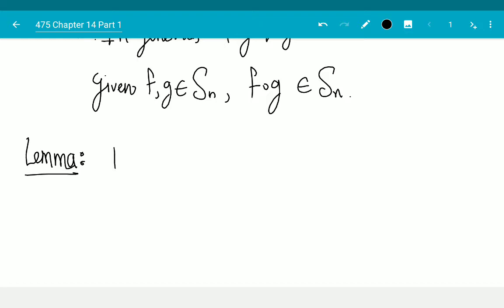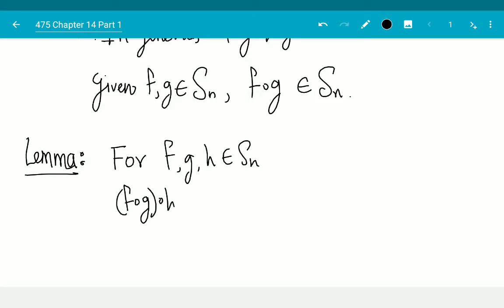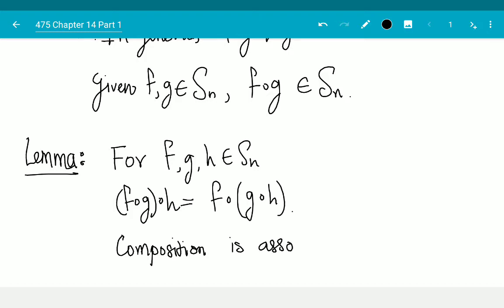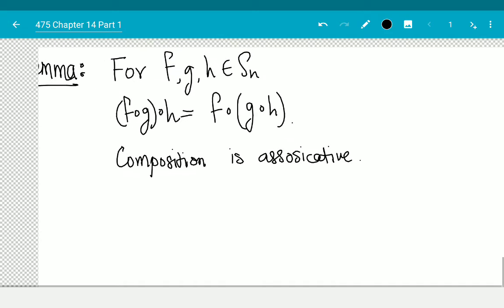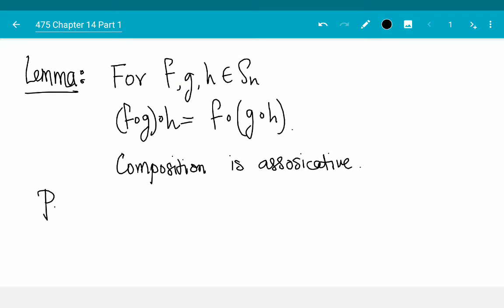Even if it's not commutative, it is what is called associative. For F, G, H in Sn, F composed G composed H is equal to F composed G composed H, with the grouping either way, right? Which means composition is associative. Okay, I can't leave this without a proof.